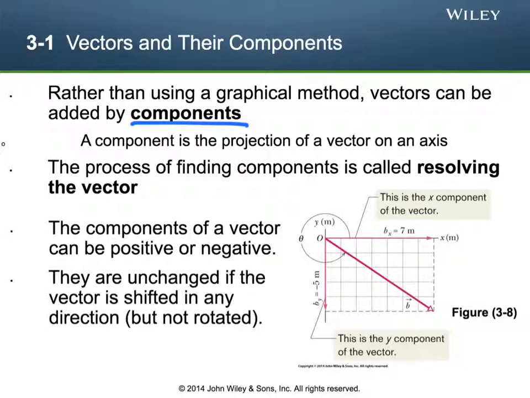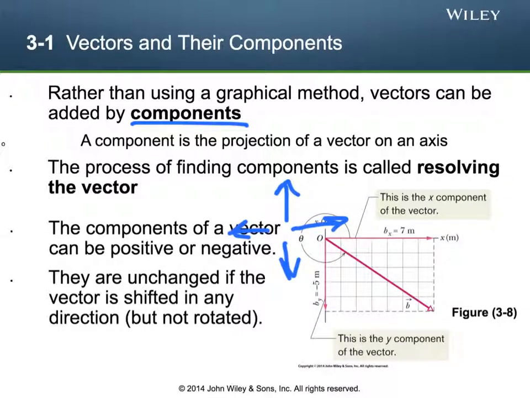This is where we do need to pay attention to the positive and negative signs, because a component can either be positive or negative along its axis. Having a vector with a component in the positive y direction we know is up, whereas the negative y direction is going to be down. And likewise, we have positive x to the right, negative x to the left.